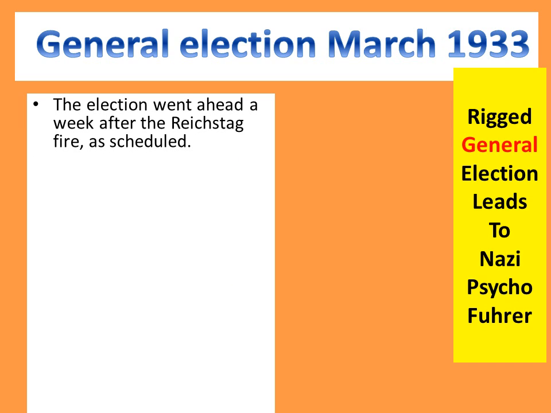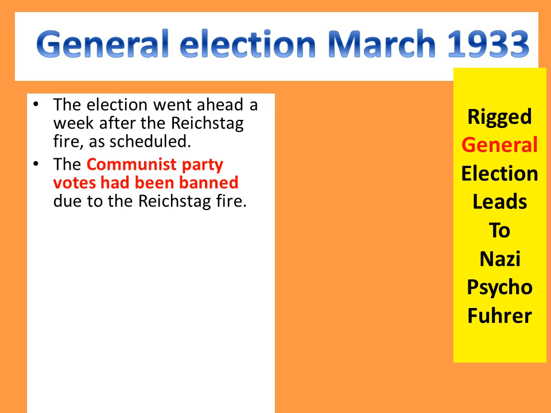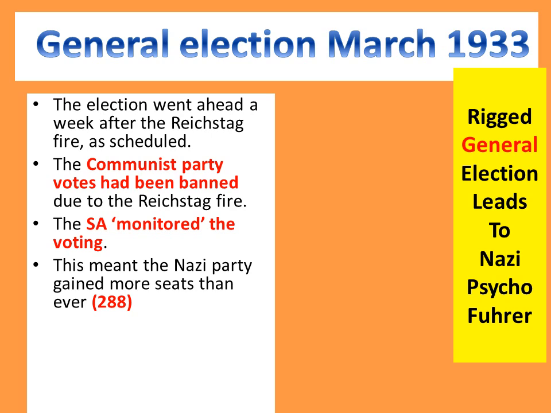So this is only about a week, probably 6 days after the Reichstag fire. The Communist Party had been banned due to the Reichstag fire, so all the votes do not get counted for the Communist Party. In addition, the SA, which are Hitler's bully boys, stood outside and monitored the voting, making sure that wherever people were voting in the country, they were voting for the Nazis. This meant the Nazi Party gained more seats than ever, and that's 288.